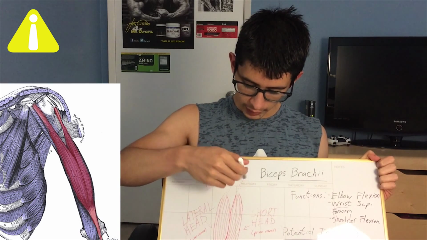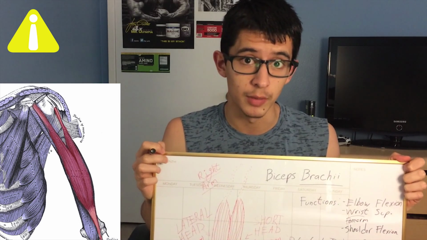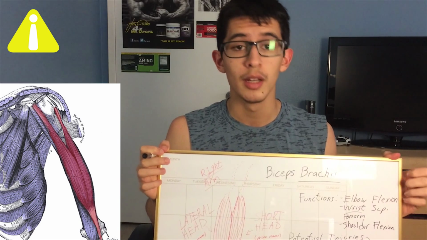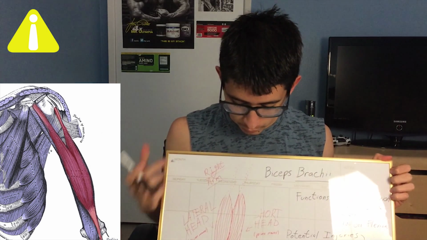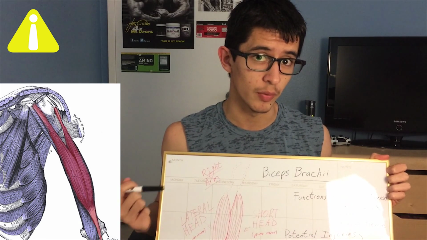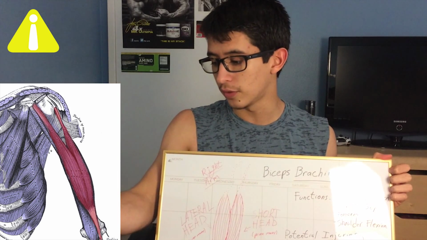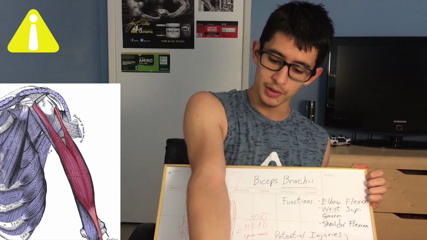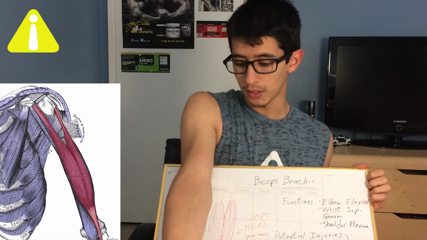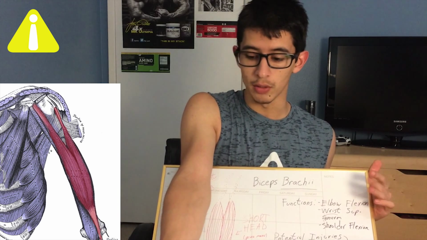So both heads originate on the scapula. Now the scapula is your shoulder blade. Now this seems kind of weird, but it does originate there, and then inserts into the radius and the ulna of the forearm. So the radius is the bone, when you stick out your arm in anatomical position with your palms up, the radius is to the right and the ulna is to the left.